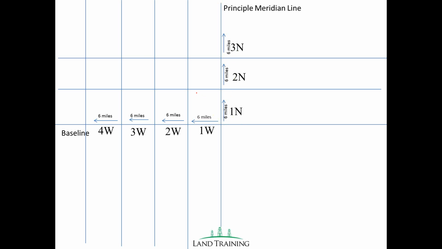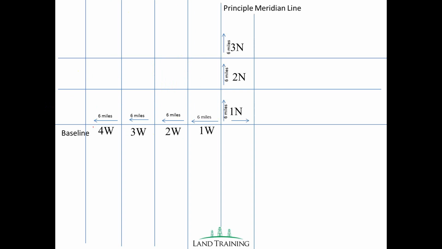So this is how the township was created. Each of these represents a township. 6 miles this way, 6 miles this way, 6 miles this way. So this township would be called 2 north, 2 west. Well, I know that N looks like a W, but 2 north, 2 west. Okay? This one would be 1 north, 1 west. So that's how these townships were created.